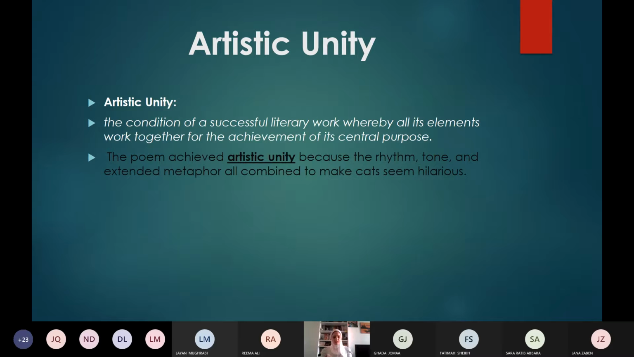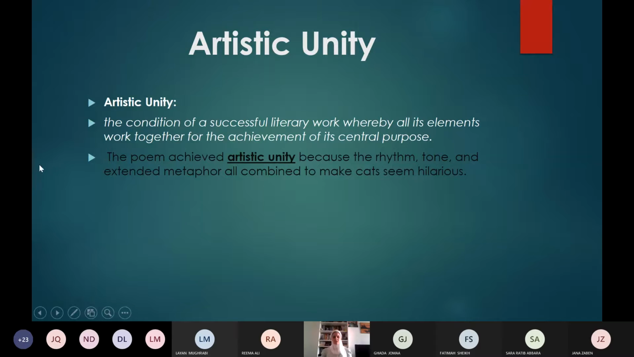So all the literary elements. What are literary elements? A lot. If it's a poem, we have alliteration, repetition, rhyming. If it's a novel, we have the sound, the tone, the word choice, all working together to achieve the central purpose. The poem is an example. The poem achieved artistic unity because the rhythm, tone, and the extended metaphor all combined to make cats seem hilarious.